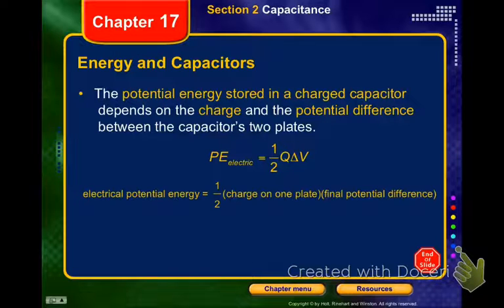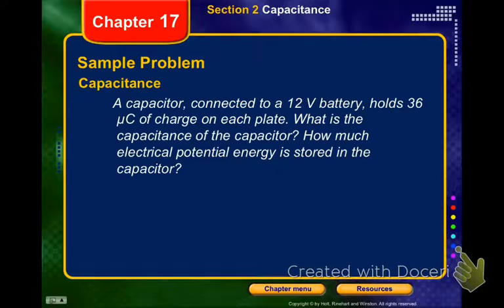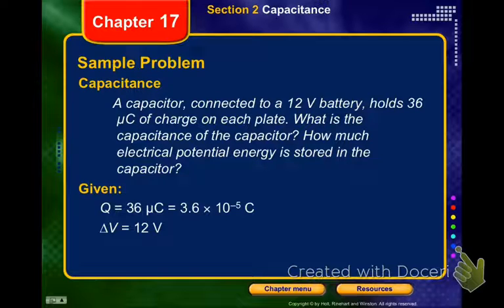It says a capacitor connected to a 12-volt battery holds 36 microcoulombs of charge on each plate. What is the capacitance of the capacitor? How much electric potential energy is stored in the capacitor? So capacitance, that's your capital C. How much electric potential energy? That is PE electric. And this should be pretty straightforward as the PowerPoint goes through it. There's your given information. You have to change microcoulombs to coulombs, and then you are using the voltage on the battery.